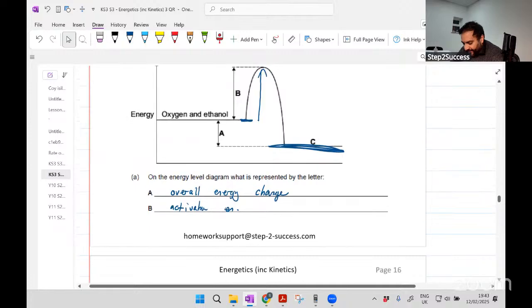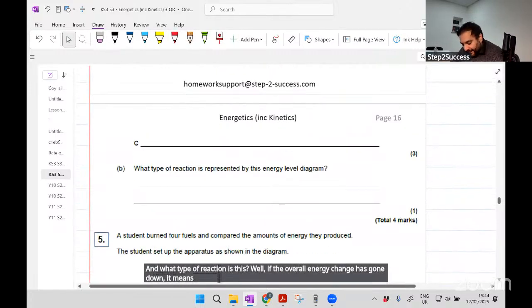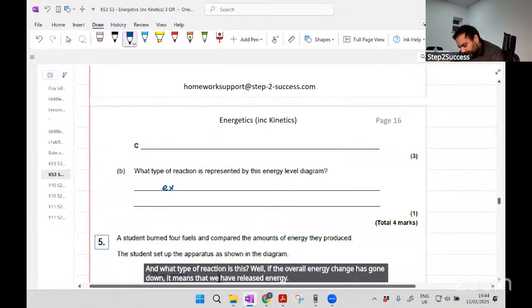And what type of reaction is this? Well, if the overall energy change has gone down, it means that we have released energy. It means that it is an exothermic reaction.